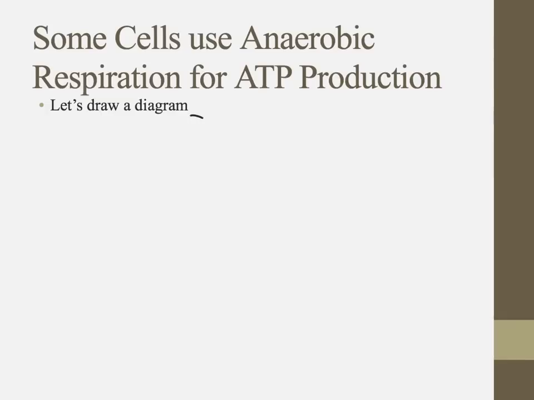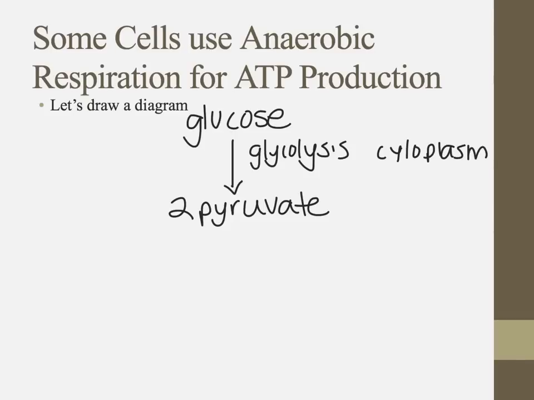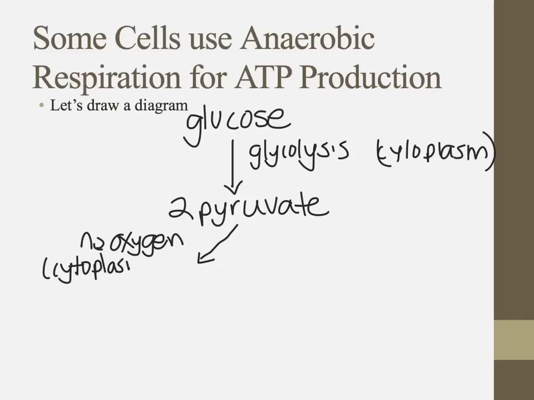Okay, so let's draw this out. We are, again, starting with glucose, which is our 6-carbon sugar. During glycolysis, okay, that's going to produce 2 molecules of pyruvate. Okay, again, glycolysis happens in the cytoplasm. Okay, if there is no oxygen, we have to stay in the cytoplasm. Okay, and this is going to be fermentation or anaerobic respiration.